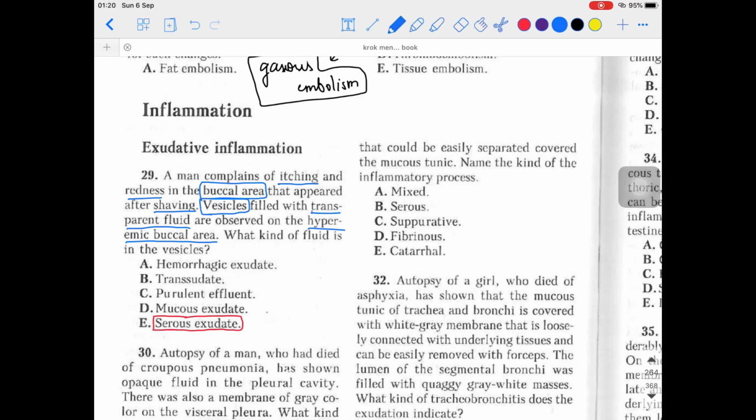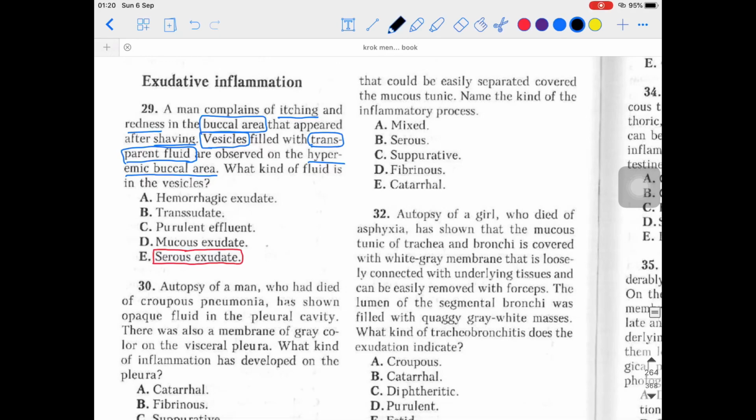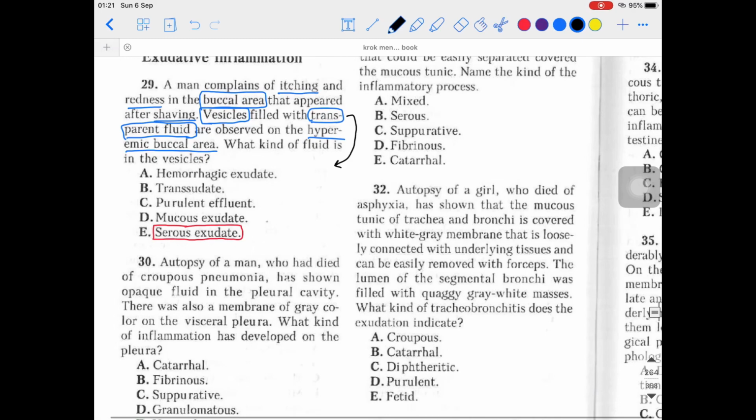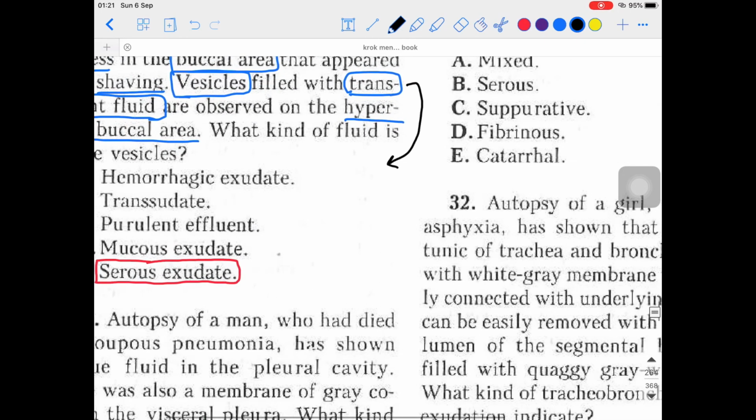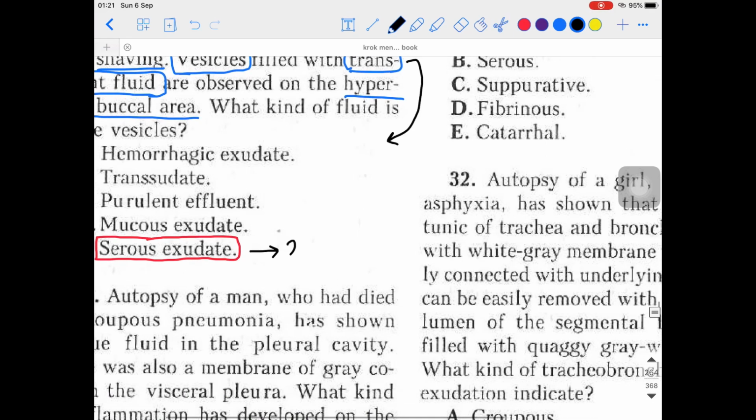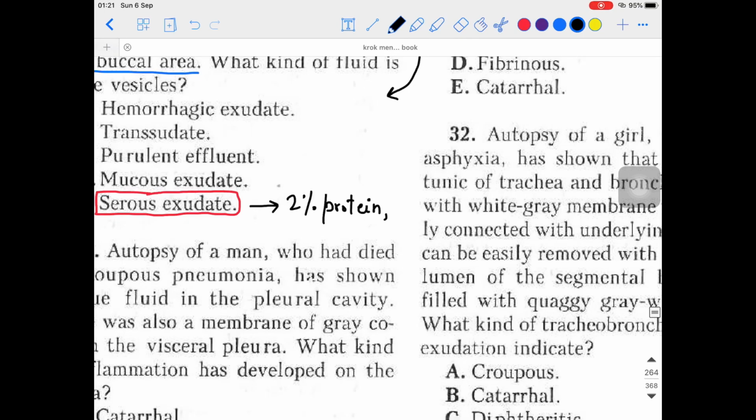They were saying that this fluid was transparent, isn't it? Why is it transparent? Because of its content. What is the content of the serous exudate? Serous exudate contains about, this transparent fluid I am talking about. Let me write it over here. It contains 2% of protein and a very small quantity of cells.